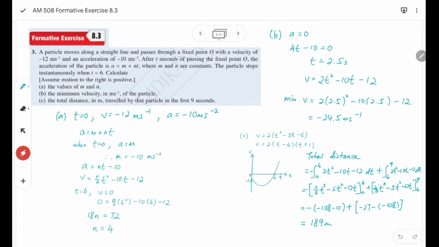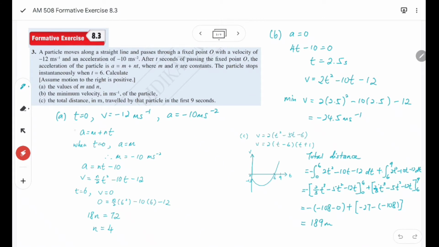A, the value of m and n. So, we are asked to find the value of two variables. Check out the information that we can get. We have velocity equals to negative 12, acceleration equals to negative 10 meter per second squared when t equals to 0.